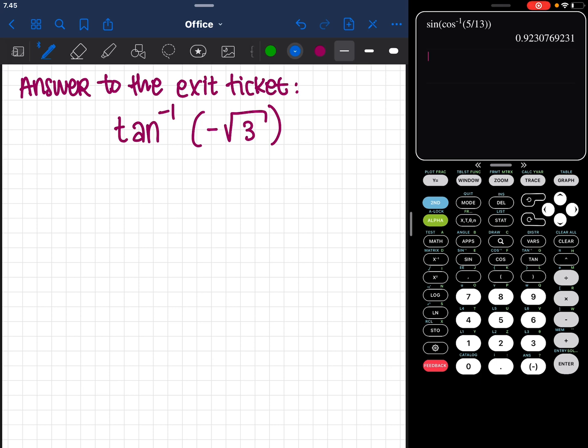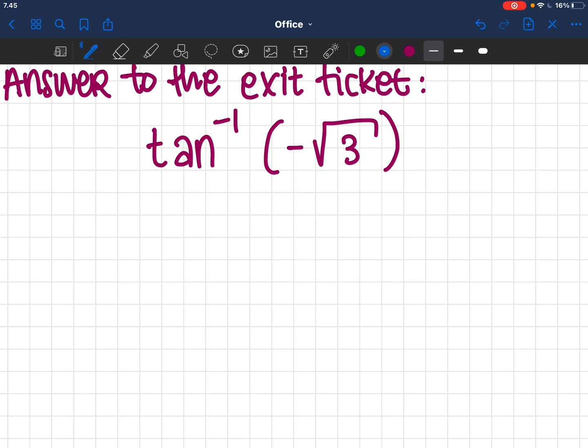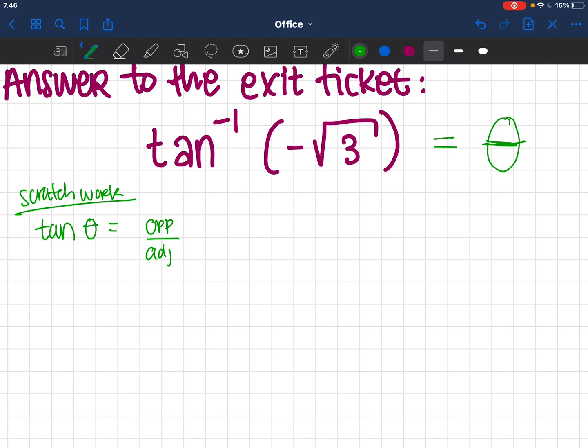Okay. And the last one here was the exit ticket. So tangent inverse of negative square root of 3, we don't need a calculator for that. So again, we're trying to find an angle here that gives us negative square root of 3. What I would do, this is my scratch work. Excuse the background noise, y'all. Just remember that tangent theta means SOHCAHTOA, right? Opposite over adjacent, or y over x, or sine theta over cosine theta. Okay, so we got all the ratios.